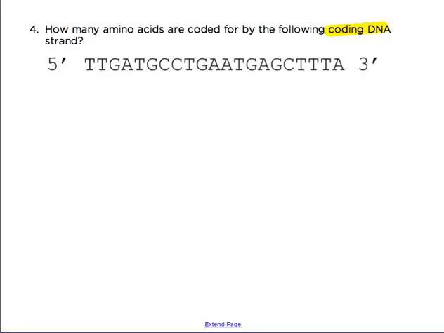So first let's write what our mRNA molecule is going to be. So it's going to be in the same polarity, start with 5', and all the T's are going to be changed to U's, while all the other nucleotides are going to stay the same. So I'm just going to copy this over, changing all the T's to U's.